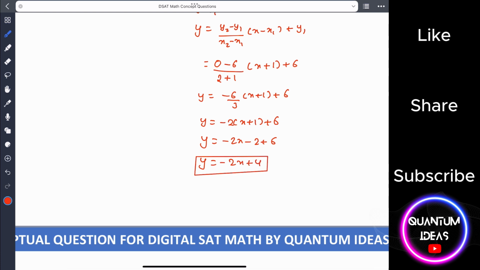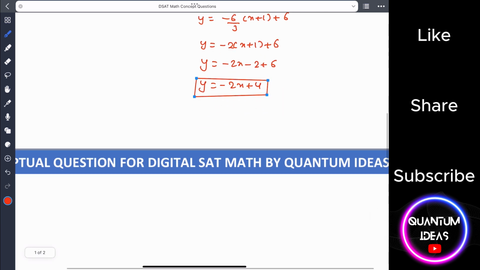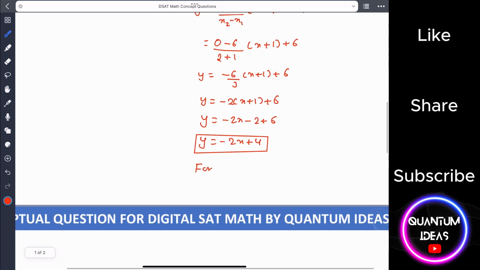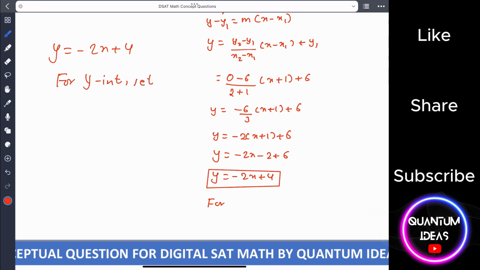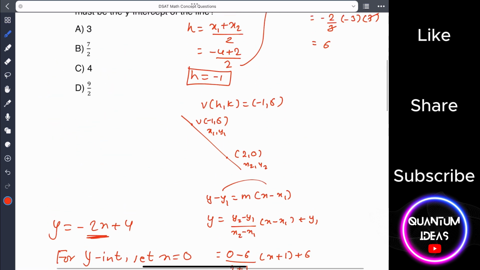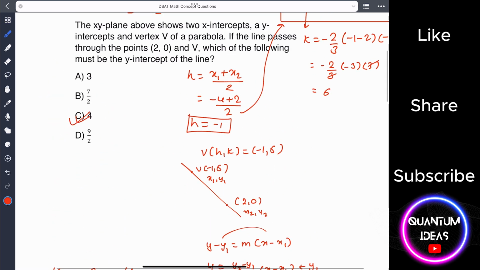Now we have to find the y-intercept. Our equation of the line is y = -2x + 4. To find the y-intercept of the line, we have to set x equal to 0. When you set x equals 0, the value of the y-intercept will be 4. So 4 is our answer. Let us check the options. So C is the correct answer.